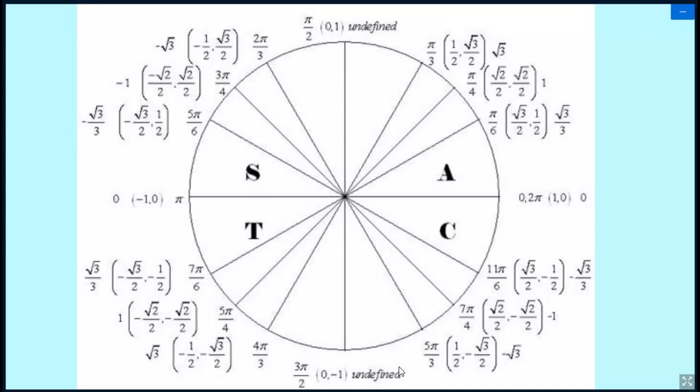The values inside the parentheses are your sine and cosines. And then the value outside is the tangent. Again, a lot of the values are repetitive, so if you can memorize quadrant 1, you can memorize them all.